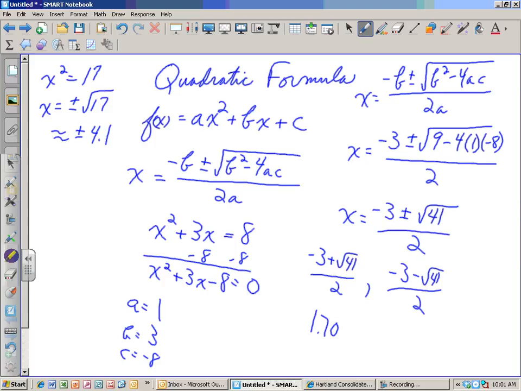Remember what I told you if you want to know? Well, let's just do this. Let's just put negative 3 minus the square root of 41. Hit enter, and then divide it by 2, and you get negative 4.70. Okay, and I'll do a couple more of these, so you guys get the hang of it.